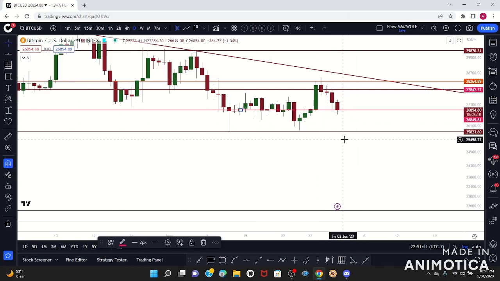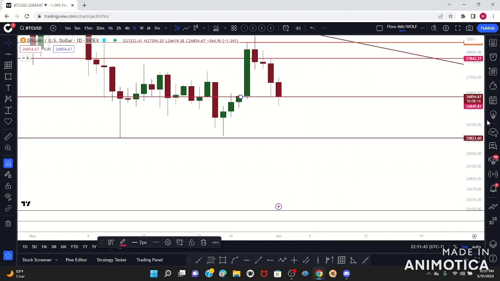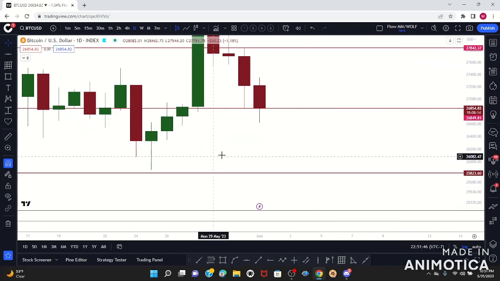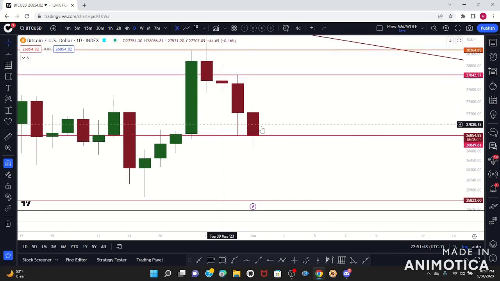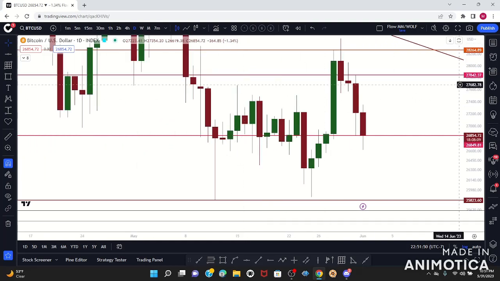Okay, so that's your daily trading range, right? So what is it telling you? What is today's candle telling us? Telling us it broke daily support.